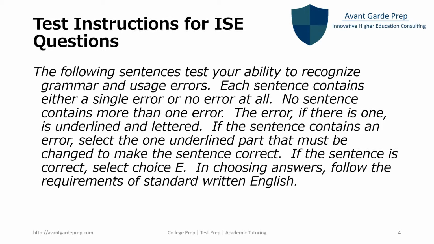Okay, I want you to know the test instructions before the day of the test, as always, and here they are. The following sentences test your ability to recognize grammar and usage errors. Each sentence contains either a single error or no error at all. No sentence contains more than one error. The error, if there is one, is underlined and lettered. If the sentence contains an error, select the one underlined part that must be changed to make the sentence correct. If the sentence is correct, select choice E. In choosing answers, follow the requirements of standard written English. So pretty straightforward.